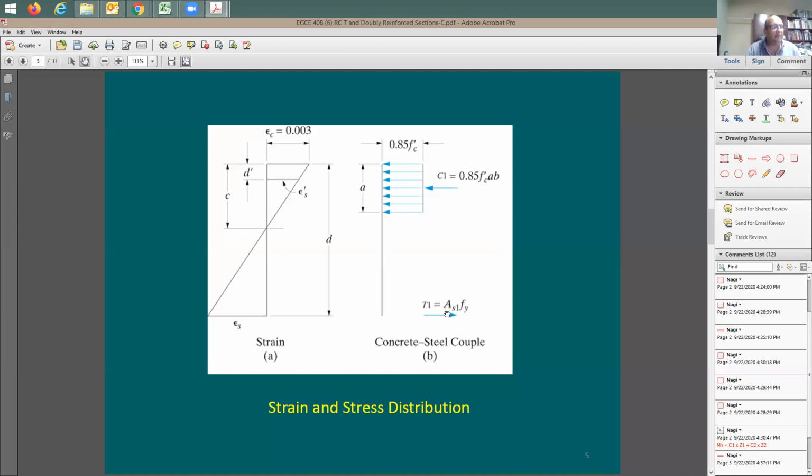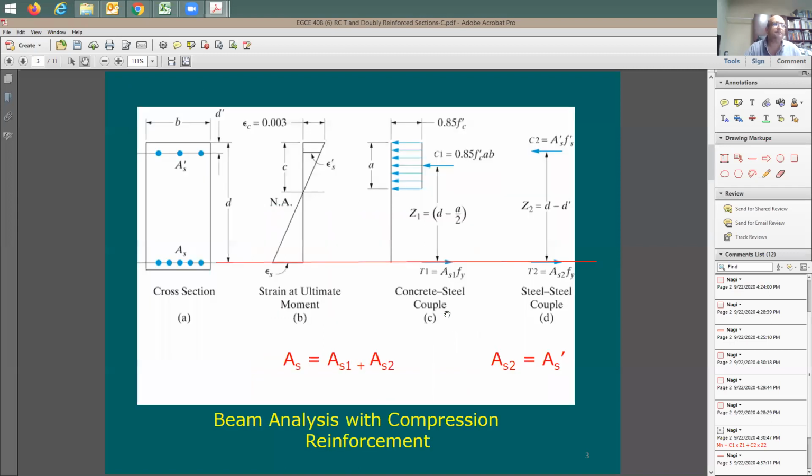I'm going to go back here a couple of slides. I guess now you appreciate the idea that I'm splitting here the tension force into two forces. Because if this force is going to be equal to that force, I'm going to be taking this out on the side. I can say T1 is going to be equal to C1, and for that, I'm going to be determining a, the compression block depth.